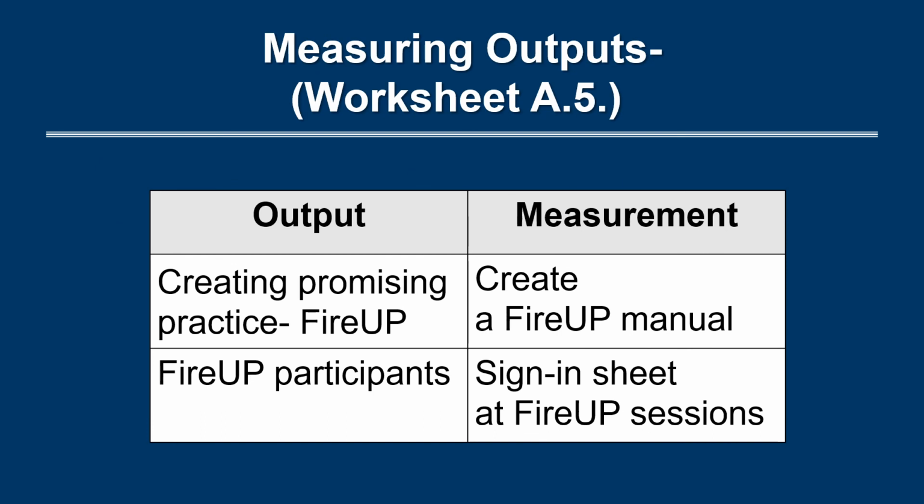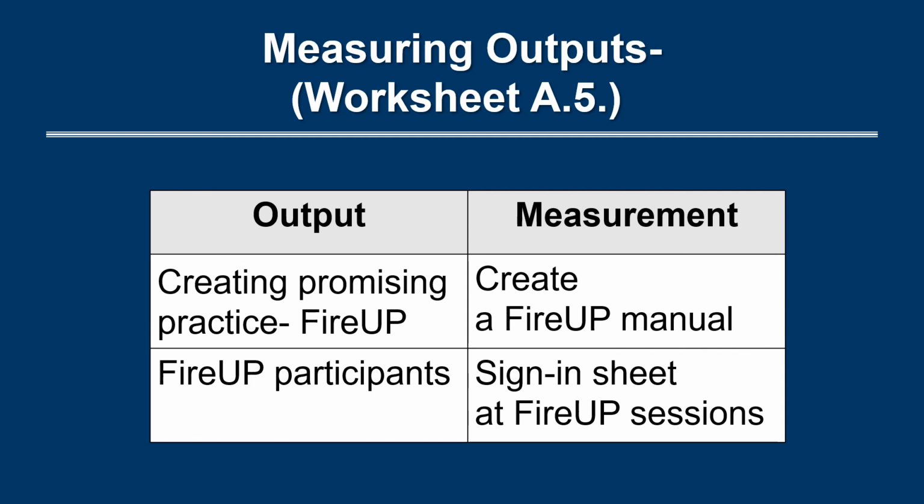Review your outputs on the worksheet. Go ahead and fill in a list of your project's outputs in the table in number A5. Then think about how you'll measure your outputs. Try to think about simple ways to measure the people and products affected by your practice. The clearer, the better. The example table here has two vertical columns, labeled from left to right as output and measurement. We'll fill out the table using our Fire Up example.